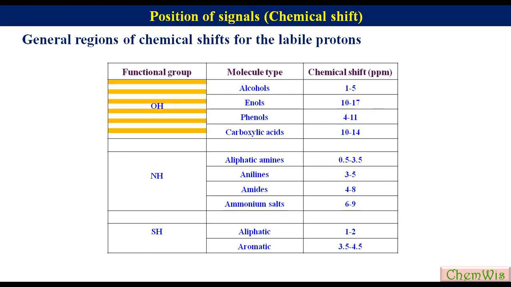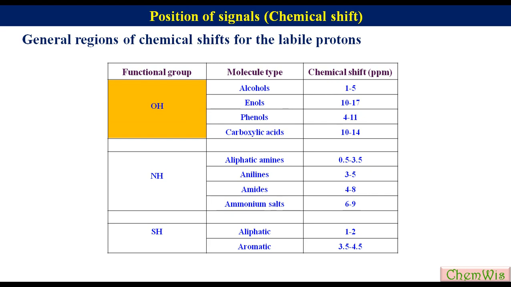OH is present in alcohols, enols, phenols and carboxylic acids. In alcohols, OH proton resonates between 1 to 5 ppm. In enols, between 10 to 17 ppm. In phenols, between 4 to 11 ppm. And in carboxylic acid, between 10 to 14 ppm.